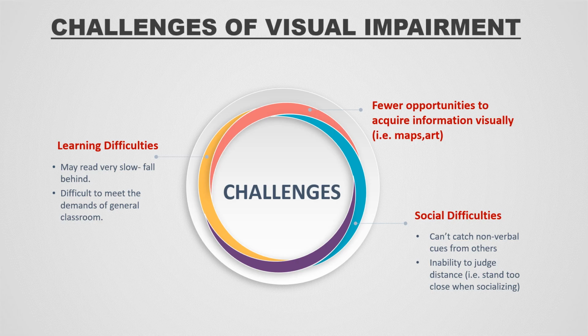Third, social difficulties. They can't catch non-verbal cues from others. They are unable to judge, that is, the standing distance between two people.